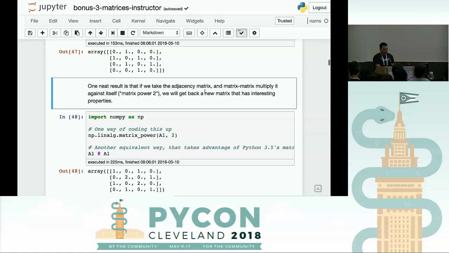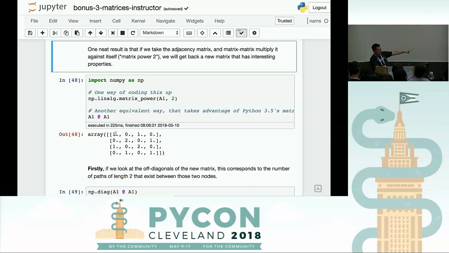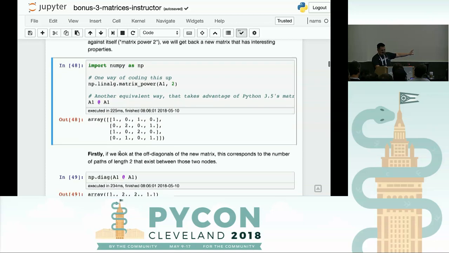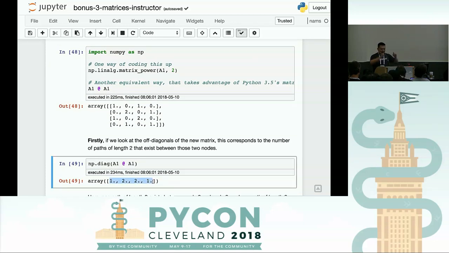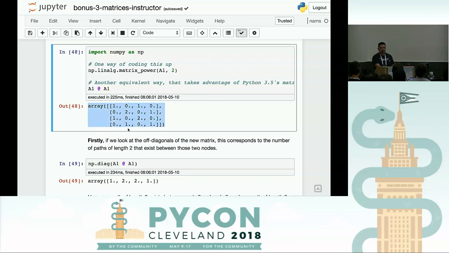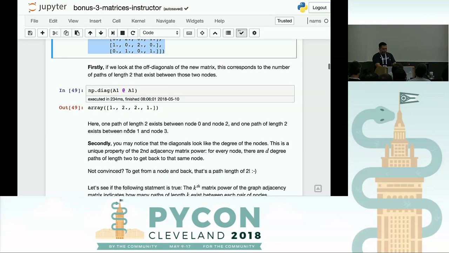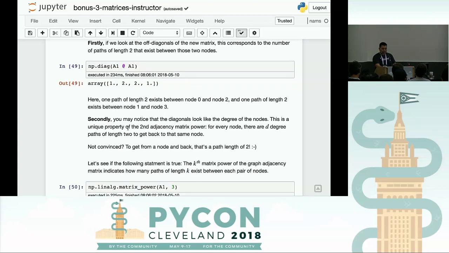So one thing that's really cool is if you take the matrix power of a graph, this is what you get. You get a matrix that looks like this. Take a look at the diagonals. For matrix power 2, that means we take the adjacency matrix and matrix multiply against itself, it turns out that the diagonal is the degree of each of those nodes. So node 1 only has one edge. Node 2 has two edges. Node 3 has two edges. And node 4 has one edge. So that's a neat result. That's the diagonal of the resultant matrix. This is assuming undirected graphs.